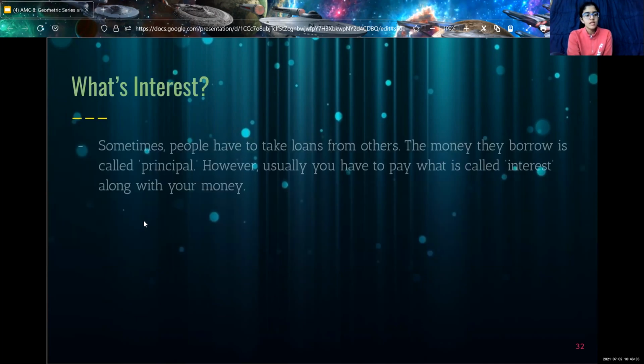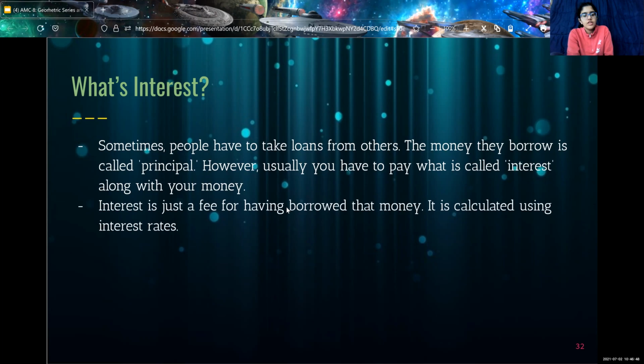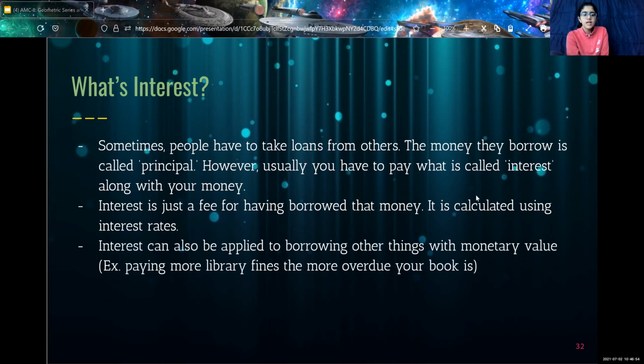So what is interest? Sometimes people have to take loans from others, and this money that they borrow is called the principal. However, you usually have to pay what is called interest along with your money. Interest is just a fee for having borrowed that money, and it's calculated using interest rates. Interest rates can be applied to borrowing other things with monetary value. For example, paying more library fines the more overdue your book is.